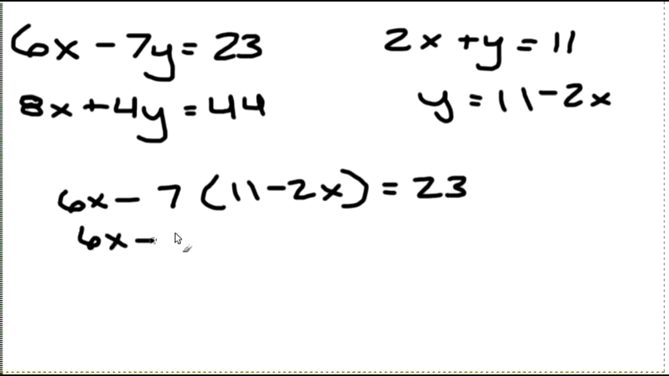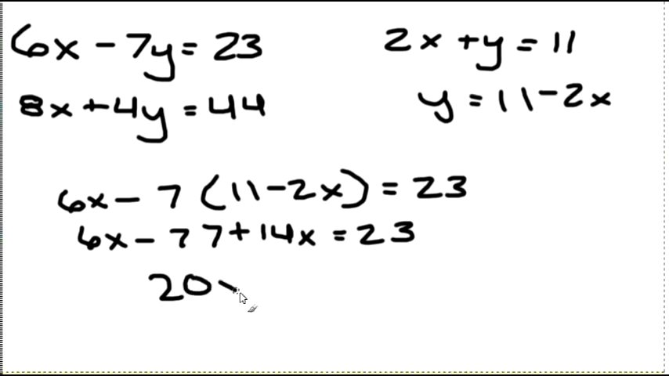So we have 6x minus 7 times 11 minus 2x is equal to 23. Okay, so you have 6x minus 77, minus, or plus 14, because you're subtracting all of this, plus 14x is equal to 23. So if we add all this together now, we have 20x, and then if you add 77 to both sides, you get 100 on that side. So divide by 20 on both sides, x is equal to 5.